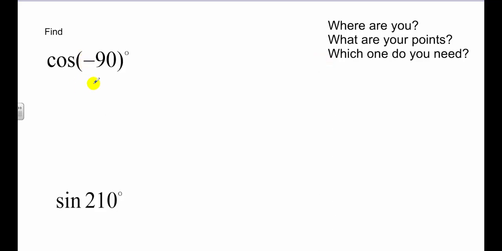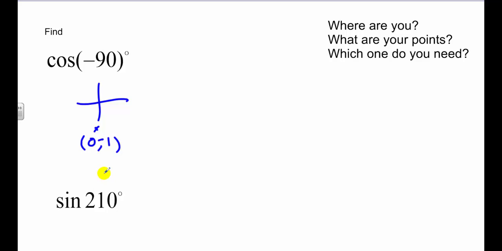So let's do this. We need to know where negative 90 degrees is, and I'll just sketch out a little quadrant. Negative 90, we're doing a clockwise rotation, so that's down here. And I know that the coordinate points here are 0 and negative 1. And it's asking for a cosine value.